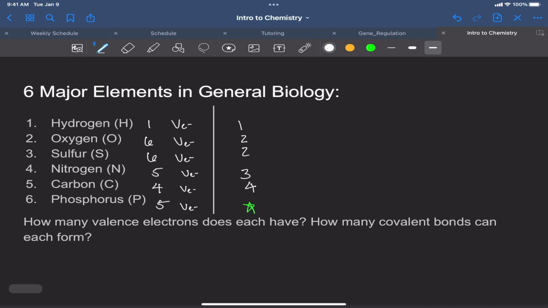Now, there are 6 major elements in our general biology. Excuse me, I'm a little sick, sorry. We have hydrogen, oxygen, sulfur, nitrogen, carbon, and phosphorus. They're each represented by H, O, S, N, C, and P on the periodic table, and when we're writing them out, that's how we're going to show them, because we don't want to have to write out their full names. Now, their valence electrons are very important.